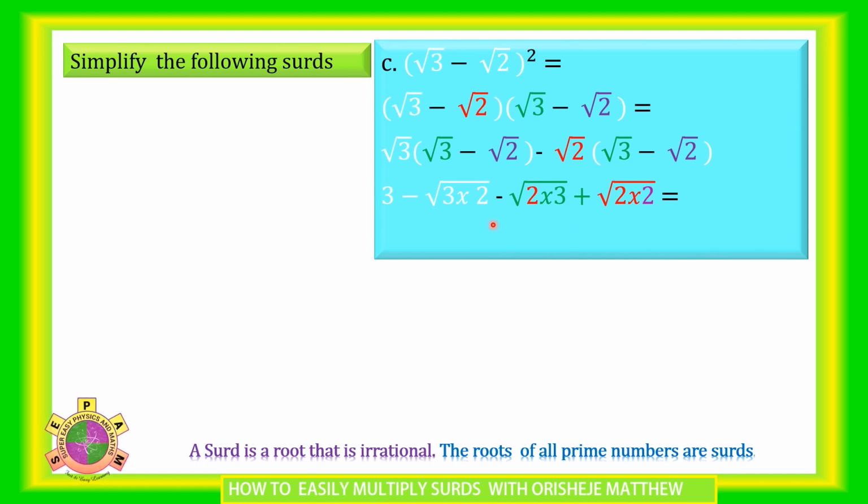So let's simplify further. Root 6 take away root 6 is 0. Then the square root of 4 is 2. So add this 2 to this 3 and it becomes 5. So add the natural numbers: 3 plus 2 is 5.